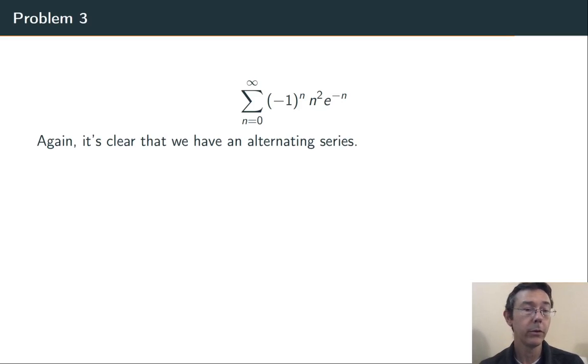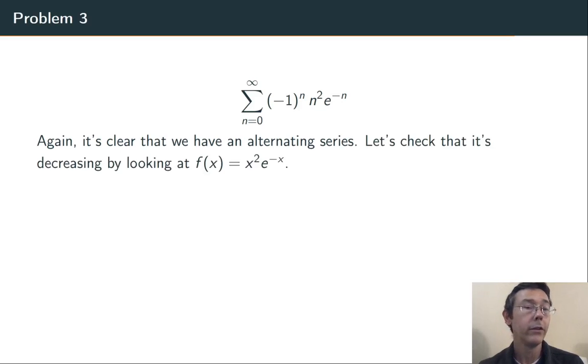Problem 3. Sum n equals 0 to infinity, negative 1 to the n squared over e to the negative n. So this is going to be an alternating series. N squared e to the negative n is always positive. So we need to consider whether it's decreasing, and then we need to look at its limit. Again, we'll look at the corresponding continuous function f of x equals x squared over e to the negative x, and take a derivative to check to see if it's decreasing.